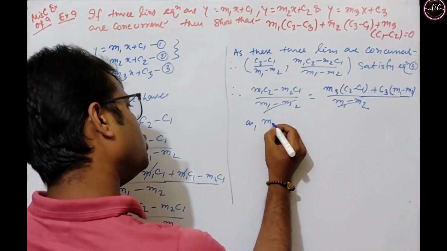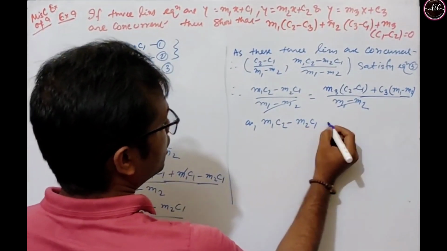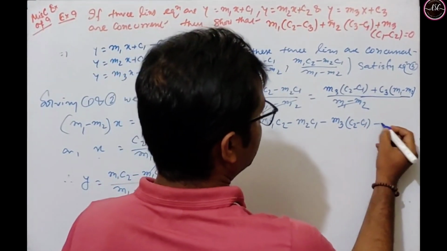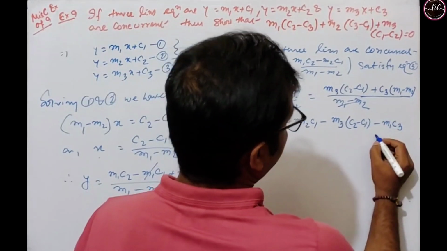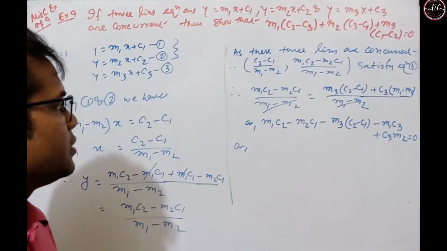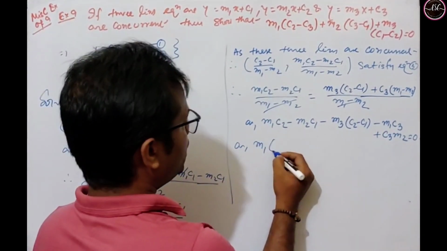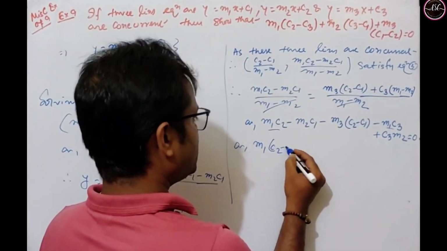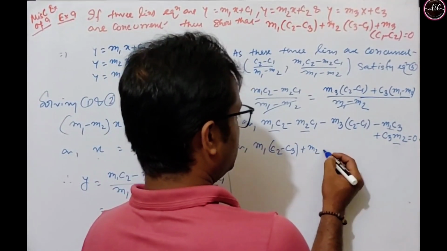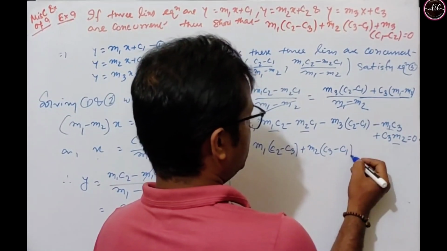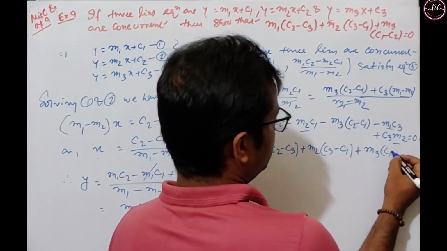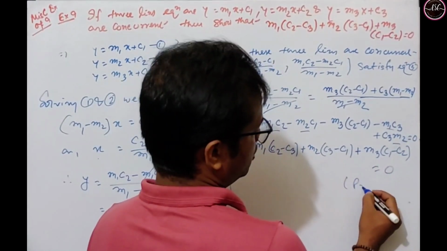So we have m1 c2 minus m2 c1 minus m3 into c2 minus c1 minus m1 c3 plus c3 m2 equal to 0. Okay, now from this, if we take m1 common, this and this give c2 minus c3, and the m2 part, that means plus m2 into c3 minus c1, and here if we take minus common, this will be plus m3 into c1 minus c2 equal to 0. Proved. Okay.